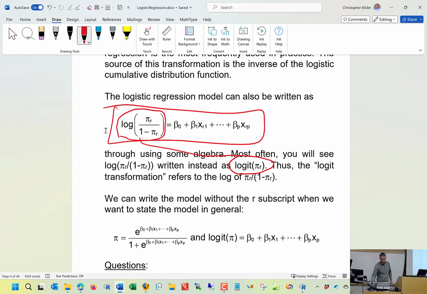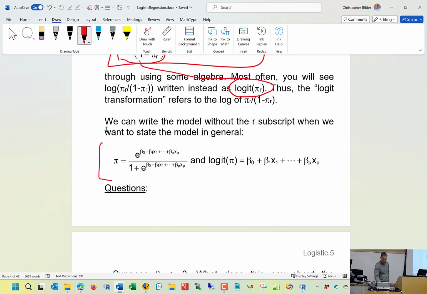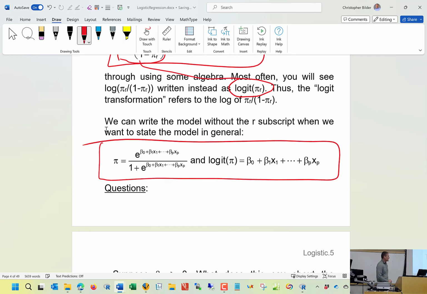And so there are two different ways that we will express our model. You don't need to always put the R there. If it's clear that, yes, I am going to be doing this for every observation in my data set, then I just drop the R. But these are the two different ways that we'll be able to write out our model.